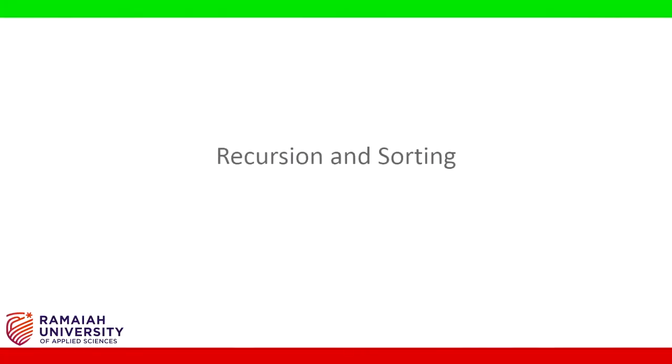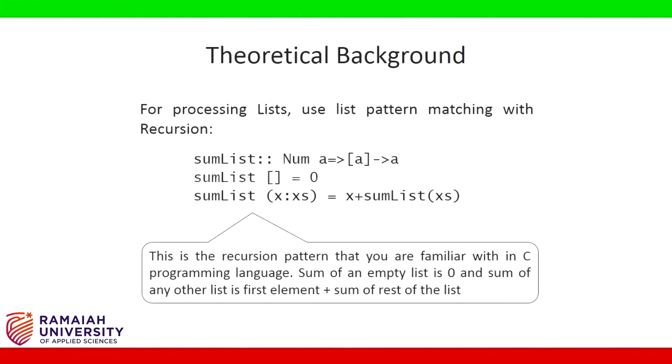Hi students, today we will apply recursion to perform sorting of elements in Haskell language. For processing lists, use list pattern matching with recursion. Recursive functions with pattern matching are used in Haskell for list processing. A cons operator is used to split the head and tail of a list. The base condition occurs when the list is empty.